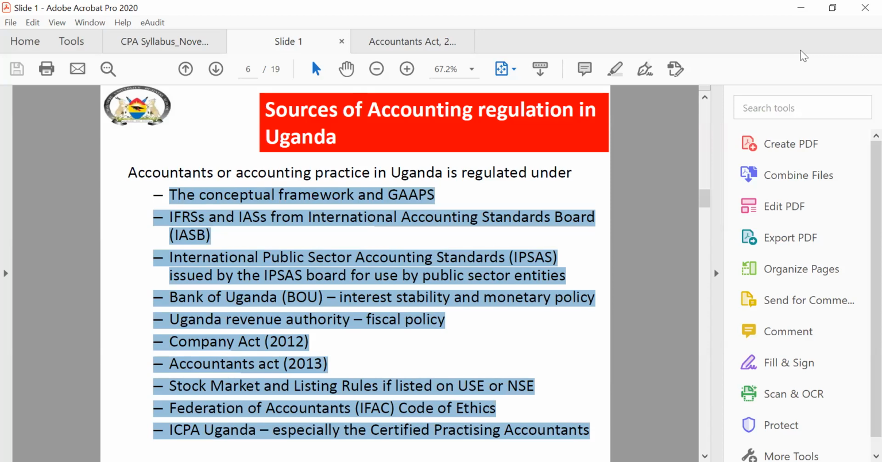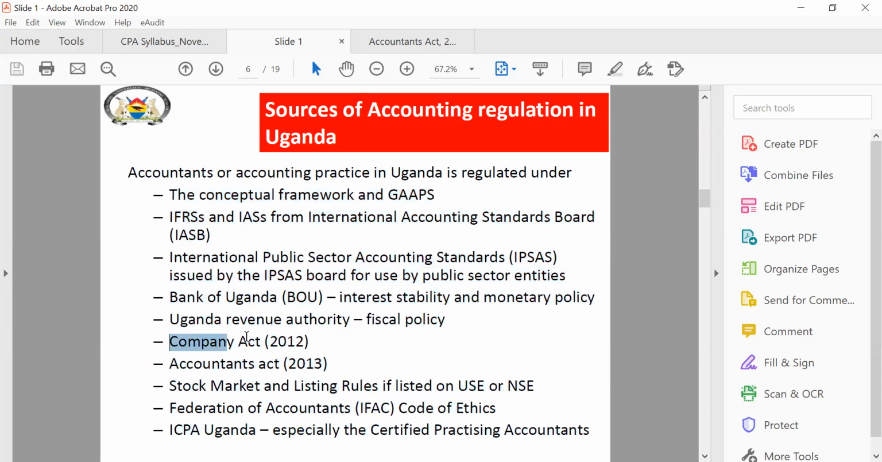So their practice, the accountants, we are governed by these different bodies. We have at least seen the Accountants Act, 2012 and then 2013. We have the stock markets for companies that are listed on the stock exchange. Those companies that usually see after business news that they show whose shares have either increased or decreased. Those are companies that are listed on the stock exchange. At least we have seen the IFAC. We've also seen the Code of Ethics. ISPAO as a body also regulates us.